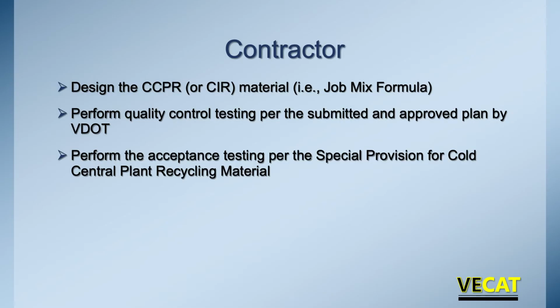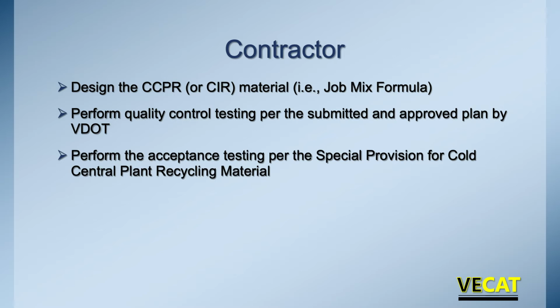What else does the contractor do? They do the quality control testing per the submitted and approved QC plan submitted to VDOT. So the contractor lays out, these are the things that we are going to do in terms of quality control. They develop it, they submit it, they give it to VDOT for approval, and if VDOT approves it or asks for adjustments, then once it's adopted, they follow those processes through.